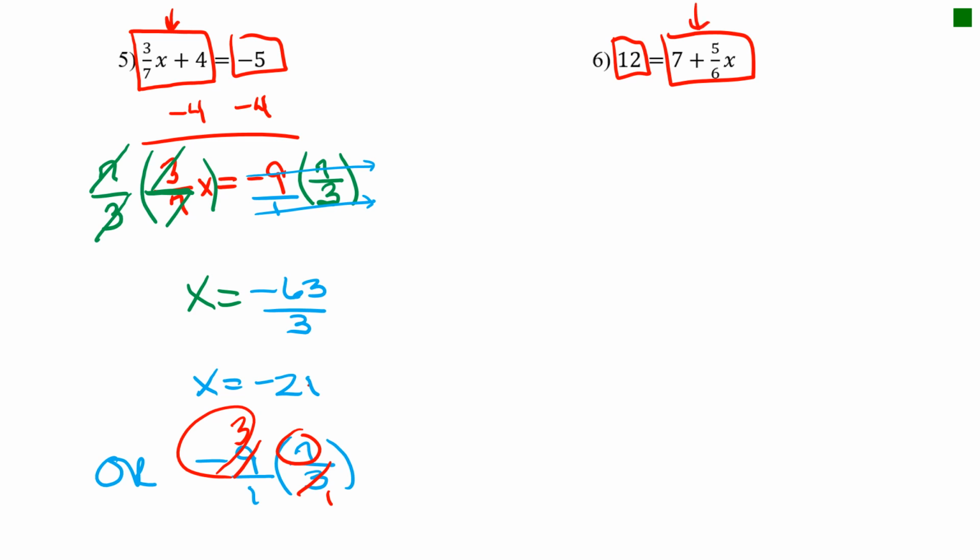All right, number 6, left side, right side. This is the side with the plus sign. So we are going to move the 7 by subtracting 7. 12 minus 7 is 5. The 7's cancel. I have 5 over 6x.